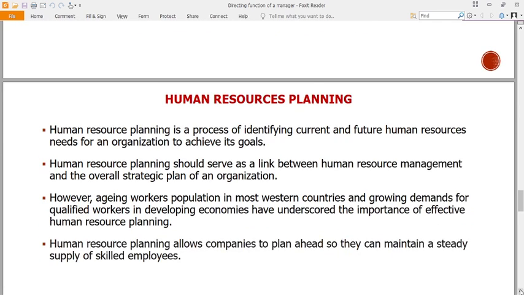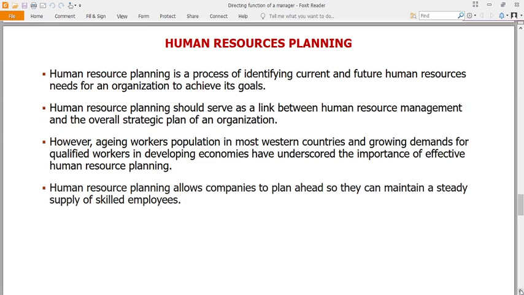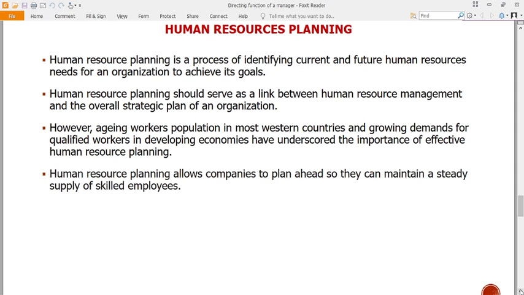So that leads us to human resource planning. So here we look at identifying current and future human resource needs for an organization to be able to achieve its goals. So human resource planning should always serve as a link between human resource management and the overall strategic plan of a company. However, we always face a challenge of aging workers and then the growing demand for qualified workers.